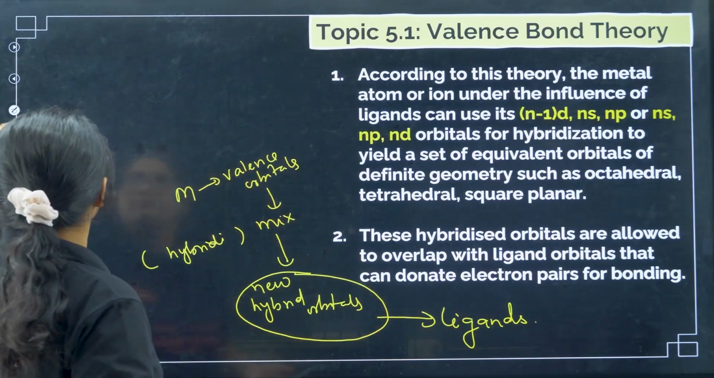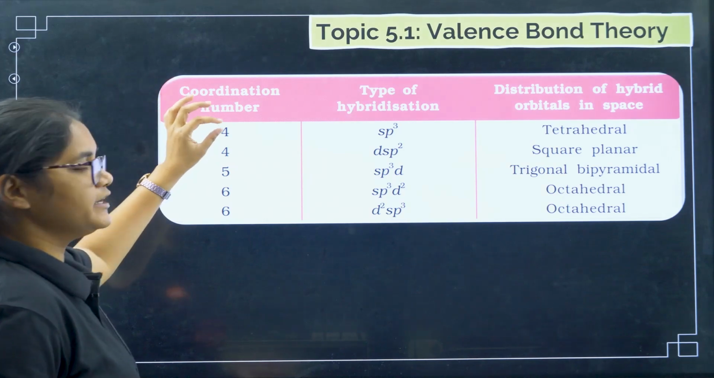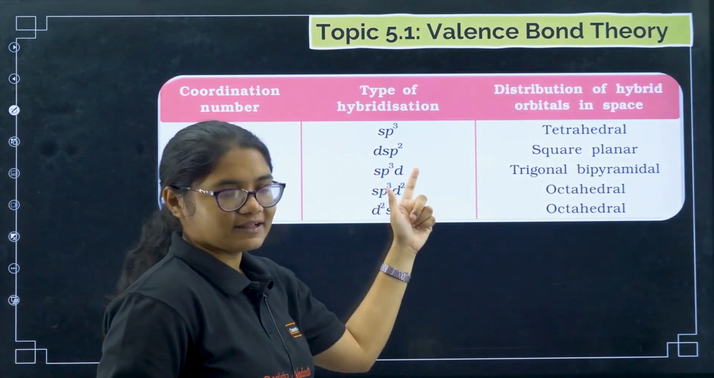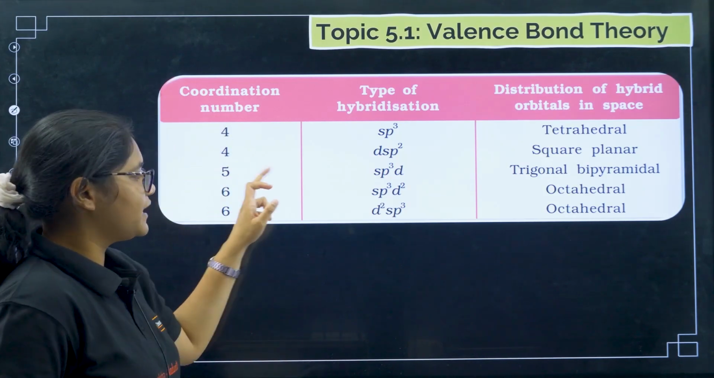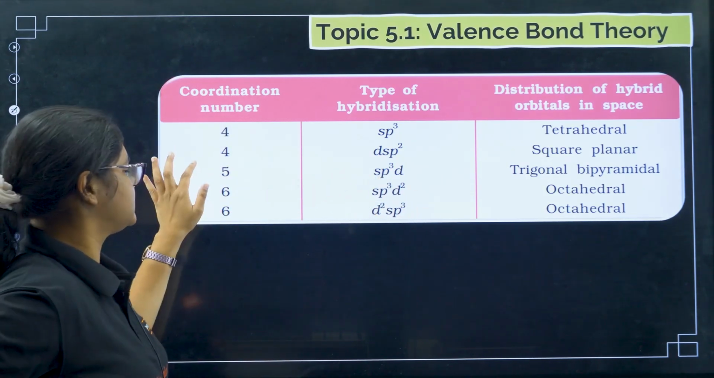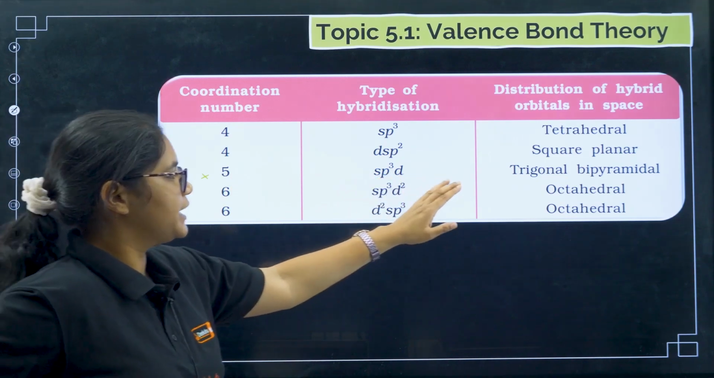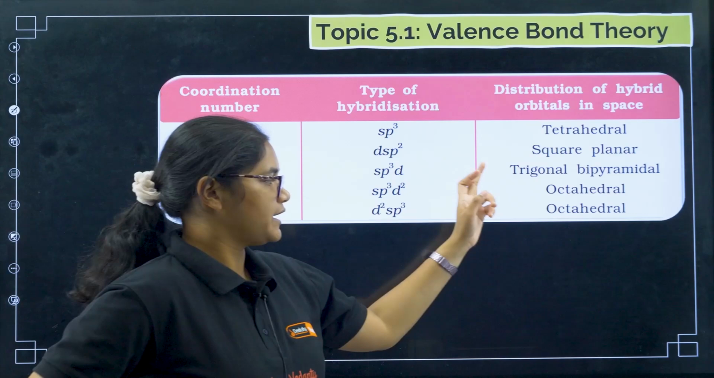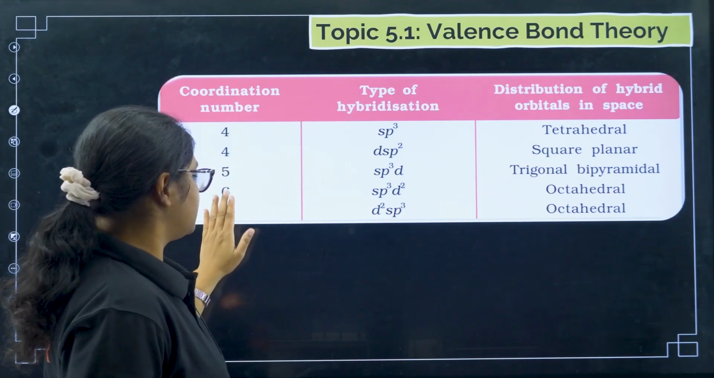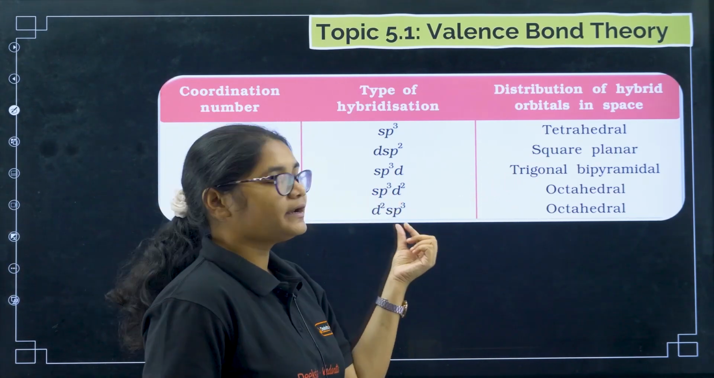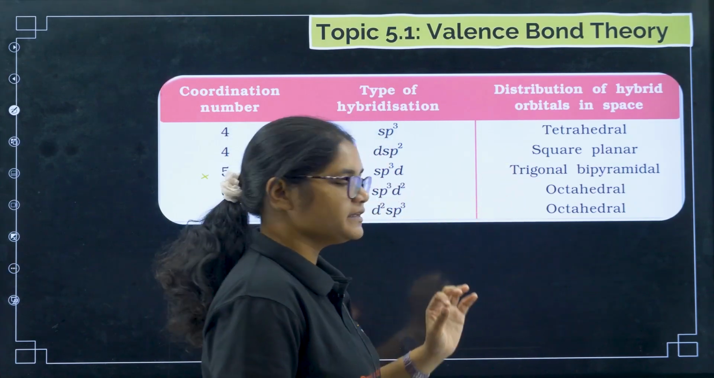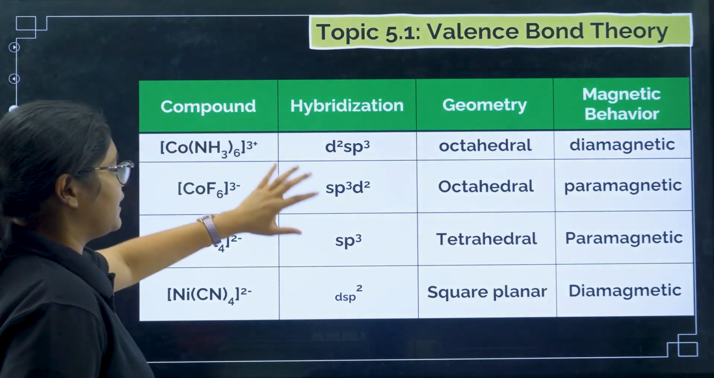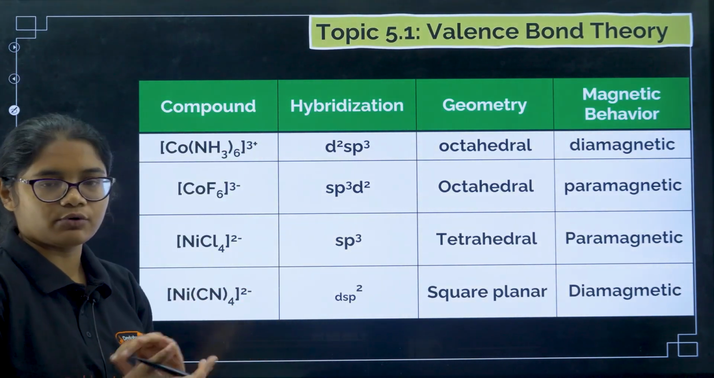Now you have to remember, I told you whenever the coordination number is 4, we have two types of hybridization possible, sp3 and dsp2. And when the coordination number is 5, we have sp3d. This is not asked in the exam. The shape for sp3 is tetrahedral, for dsp2 it is square planar, and for 5 it is trigonal bipyramidal. When the coordination number is 6, we have sp3d2 or d2sp3, and in both cases the shape is octahedral only. Next you have to remember this table, or if you have already drawn it, you should know it.